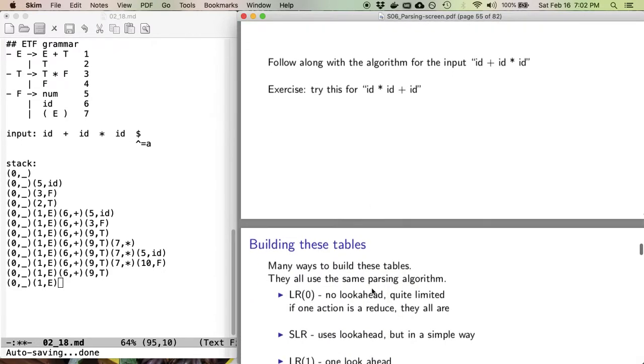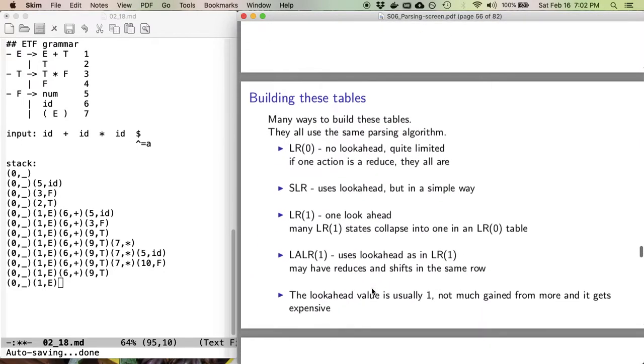What we're going to pick up next will be how we build these tables. Right? So there's various mechanisms for doing this, with trade-offs for expressiveness and size of tables and things of that nature. And that's where we'll pick up in class on Wednesday.